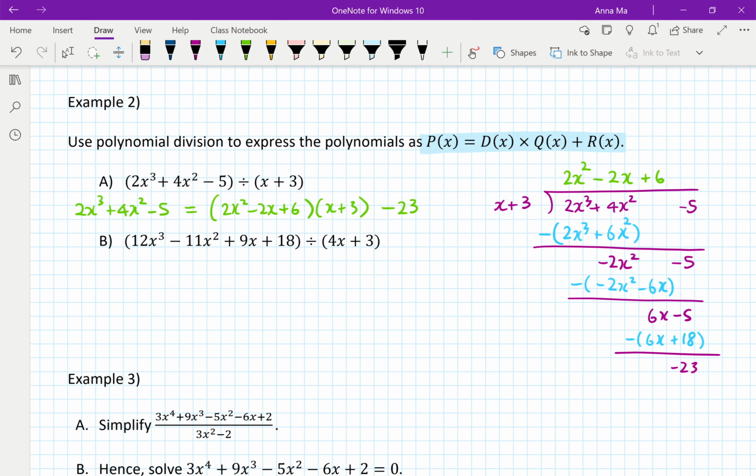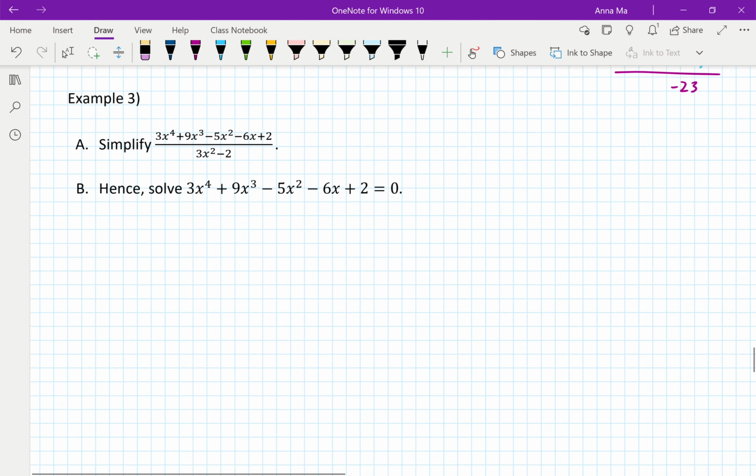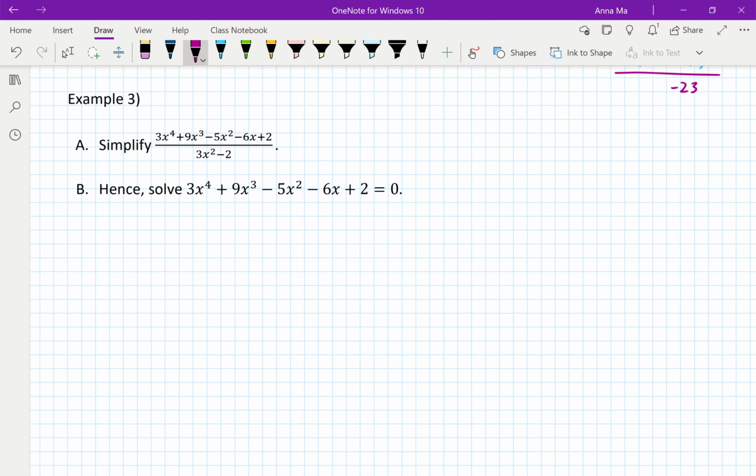Example 3. I think that's the last one for today. This was a long video. This one tells you to simplify the division, hence solve a quartic equation. So how on earth are we meant to solve a quartic? Now you can, because you can divide polynomials, which often helps you with factorization. So we're going to do the same thing.